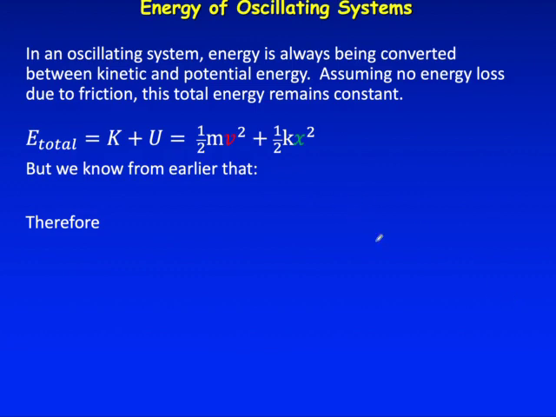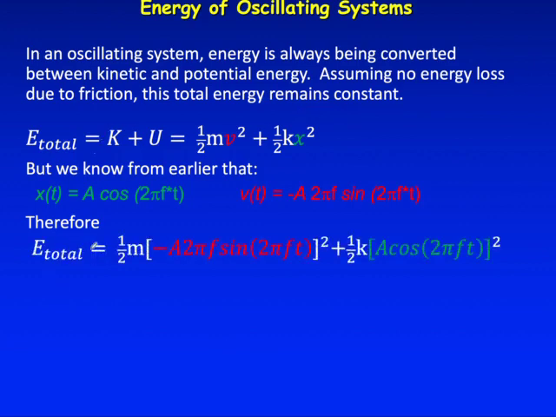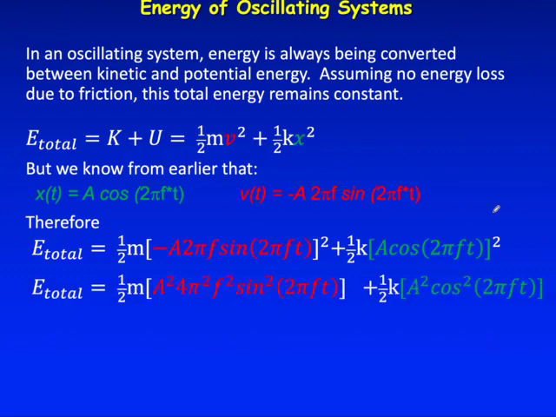We know the total energy should be the sum of the kinetic and the potential. In other words, 1/2 mv squared plus 1/2 kx squared. And we know from earlier that we've got this equation for x and this equation for velocity. Therefore, if I plug them in, the total energy should be 1/2 m v, this term right here, squared, plus 1/2 k times x, that's this x right here, squared, at any given time. The multiplication becomes ugly. You end up with this.